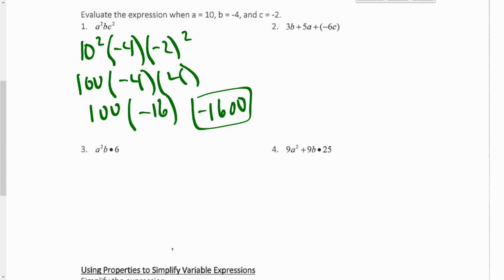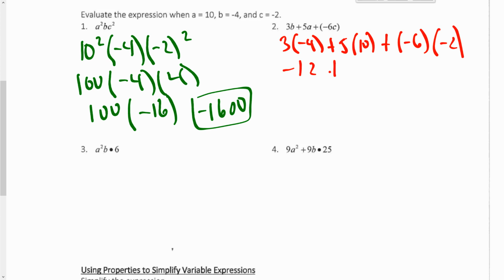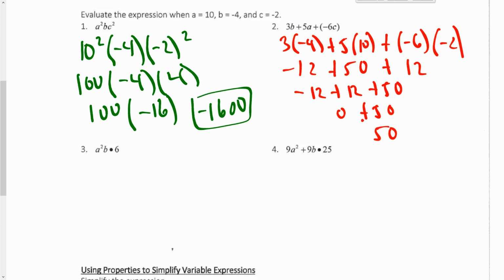For number 2, I have 3b plus 5a plus -6c. So I have 3 times -4 in for b, plus 5 times 10 in for a, plus I have -6, and then I replace c with -2. So I'm going to do my multiplication first. So I have -12 plus 50 plus +12. And here I can put -12 next to +12 and do that first because I know that's just going to cancel out to make 0. So my final answer will be 50. So again, plugging in the numbers for the variables and then using properties to make it easier to work it out.